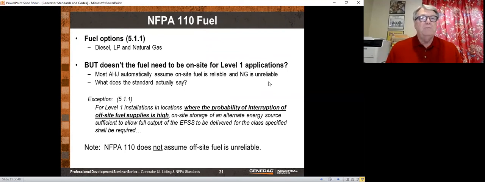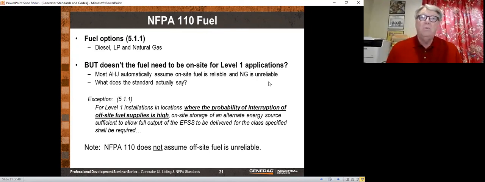There are 3 types of fuels. There's diesel, there's liquefied petroleum, and there's natural gas. A lot of people think LP stands for liquefied propane. Actually, LP could be propane, it could be butane.